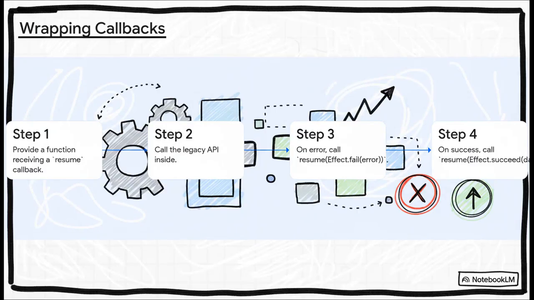And what about those, let's say, ancient callback-based APIs that we all still have to deal with sometimes? Yep, Effect has a solution for those too, with Effect.async. The process is actually super simple. You call the old API, and inside its callback, you use this special resume function to tell Effect whether things went well with Effect.succeed or if they went badly with Effect.fail. It's a perfect bridge from the oldest async patterns into this modern, unified model.